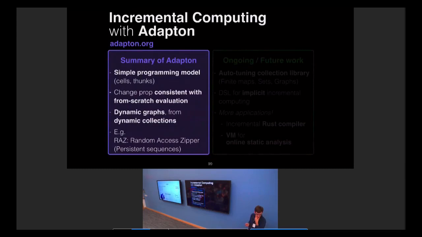In summary, Adapton is a simple programming model. They just have these thunks and cells. There's a change propagation algorithm that's designed for these graphs that they induce, that we've proven is always consistent with from-scratch evaluation.